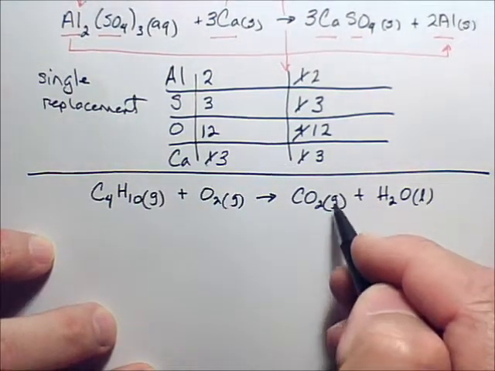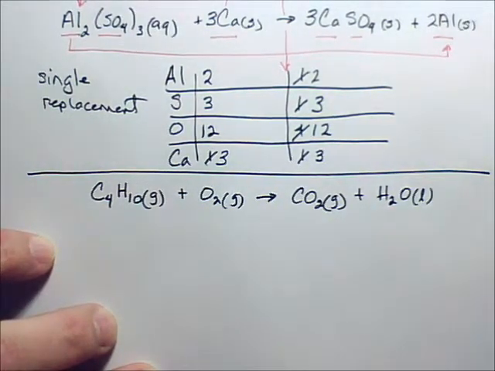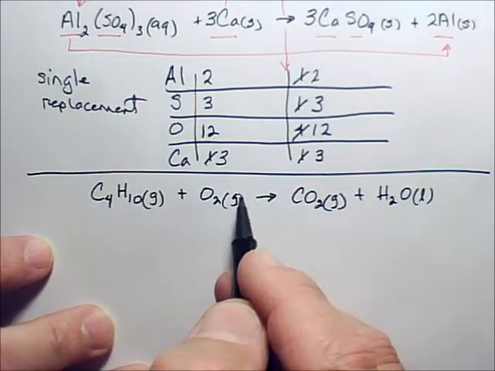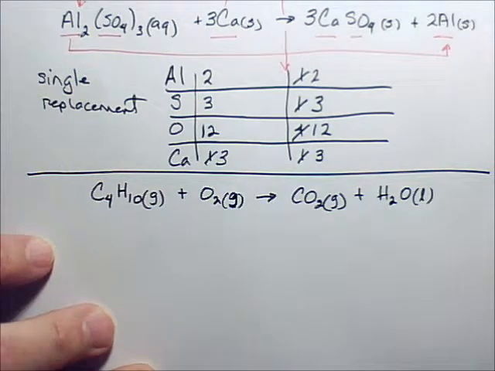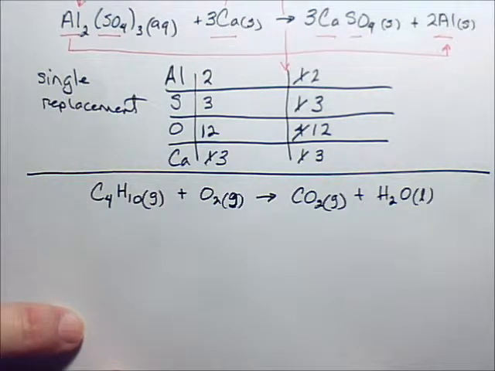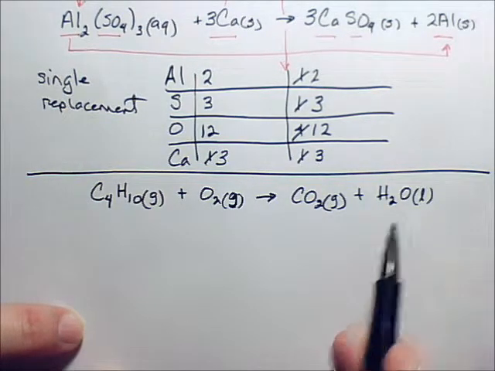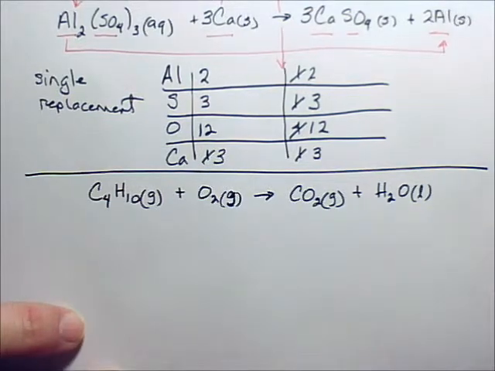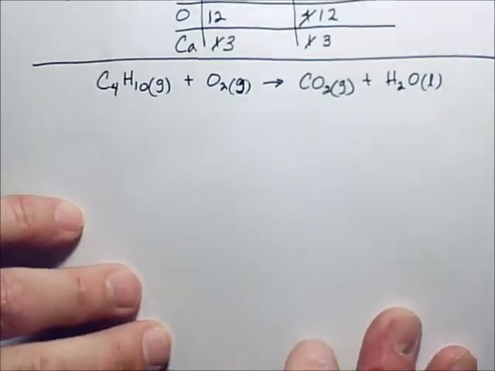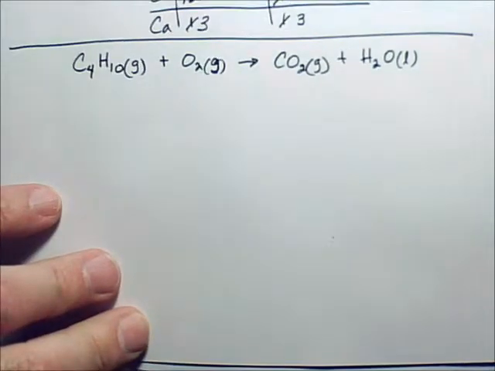G for gas. These are G's. It is an L. That's an L for a liquid. And again, we use the script L because it's hard to tell if you just write a lowercase l, whether it's an I or a 1 or an L. Okay?